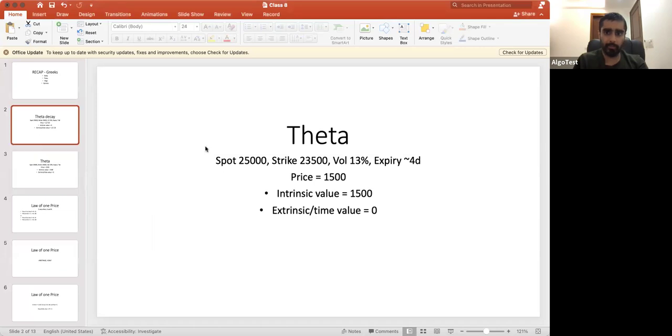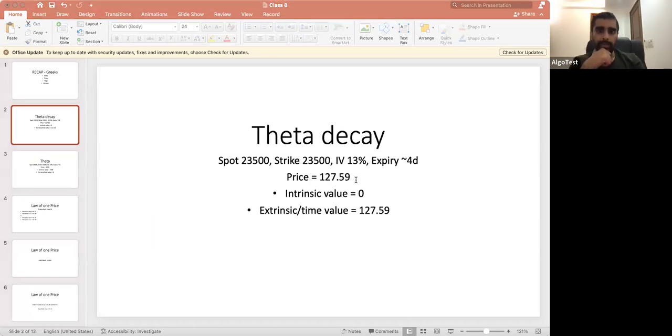So in our first example, notice that since the intrinsic value is 0, right? I've also locked in my maximum time value that I can gain over the life of the option. This is the time value. 127.59. This is the price. Let's say I sold this option. Okay, so I sold this option at 127.59, which is the fair market price.